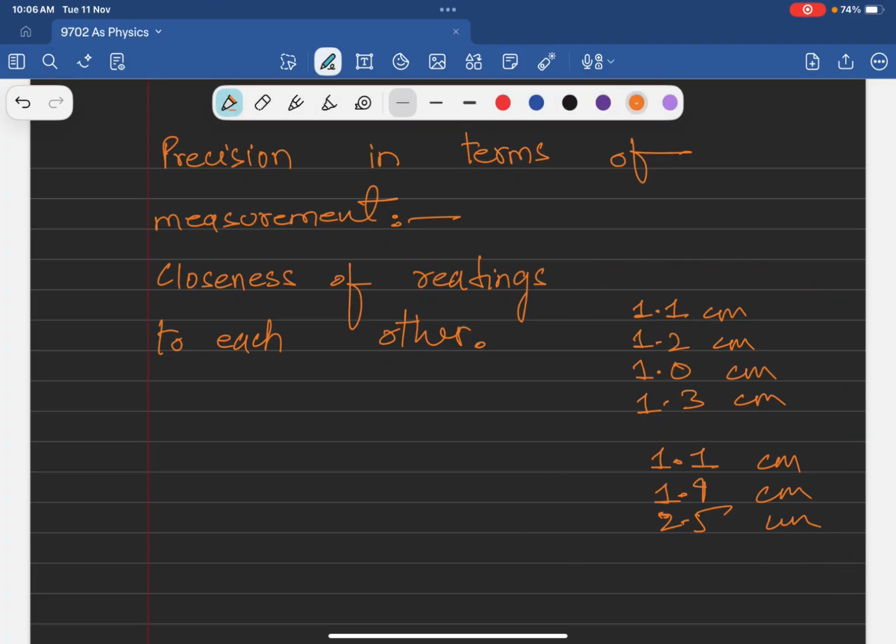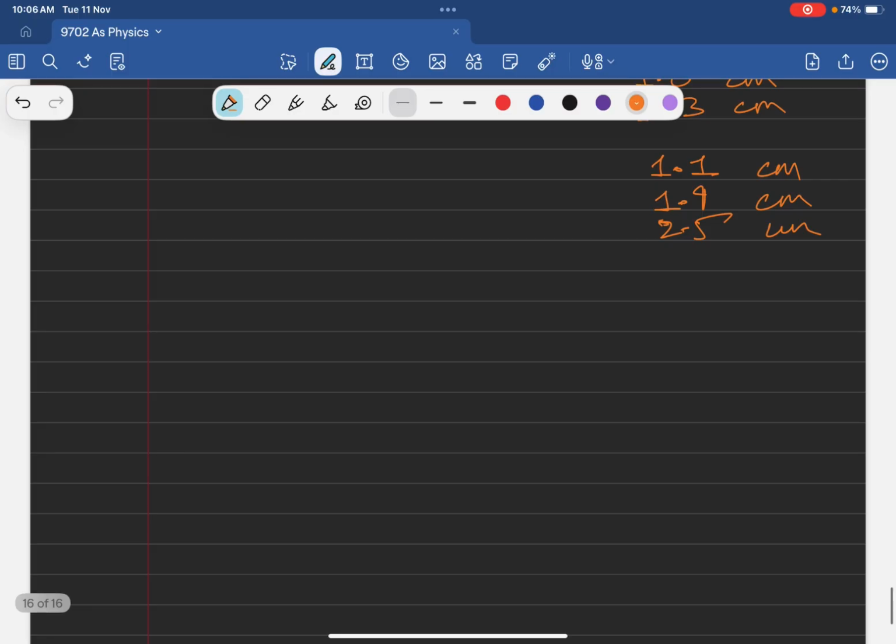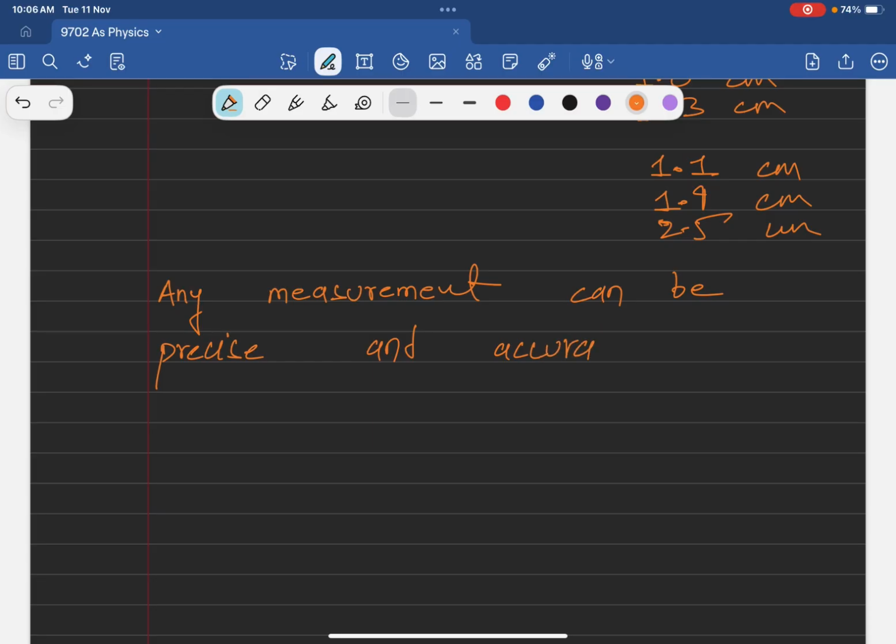Now, I have a graph. Any measurement can be precise and accurate at the same time. It can be precise and accurate at the same time or not.